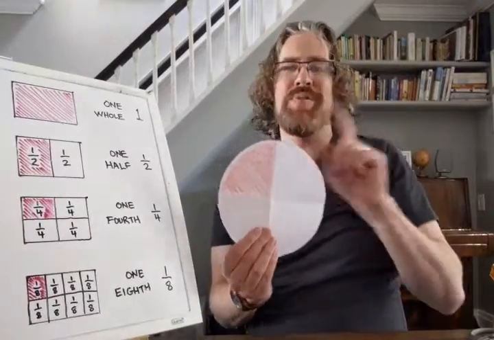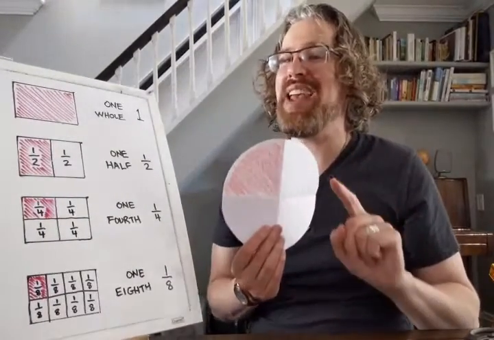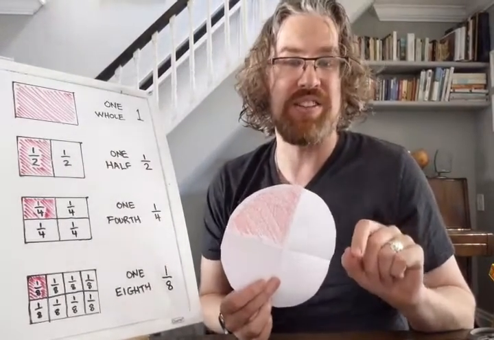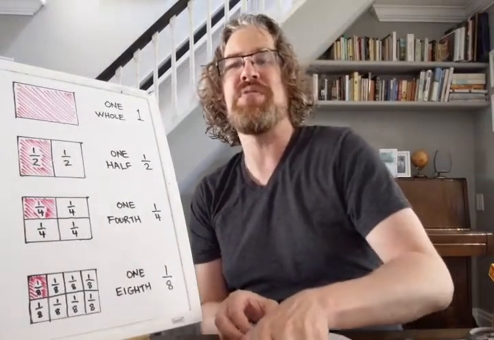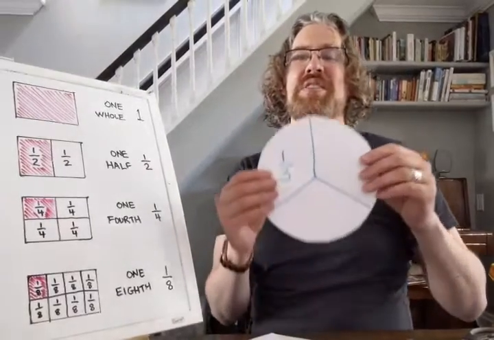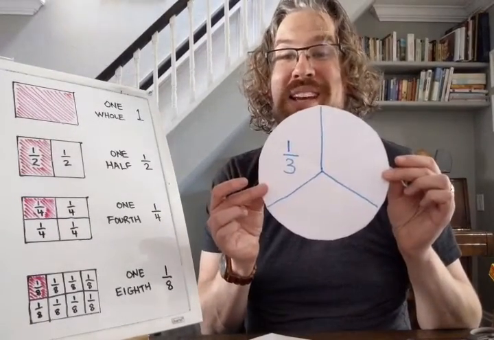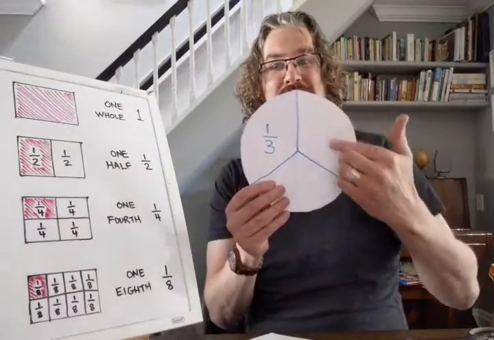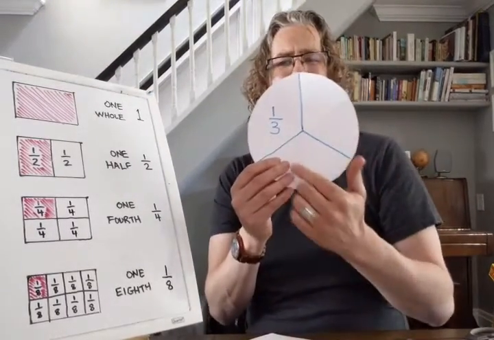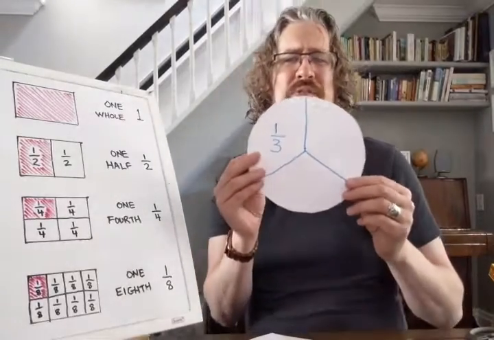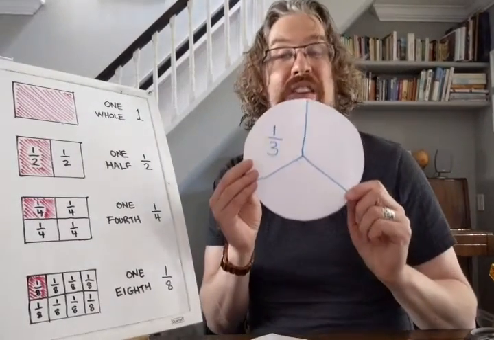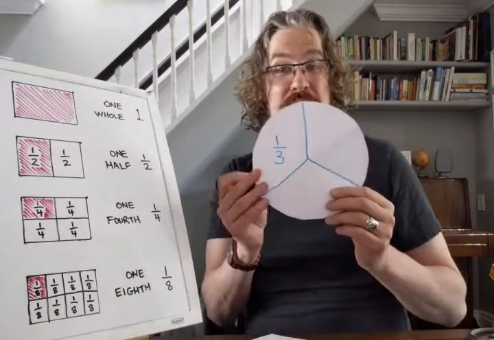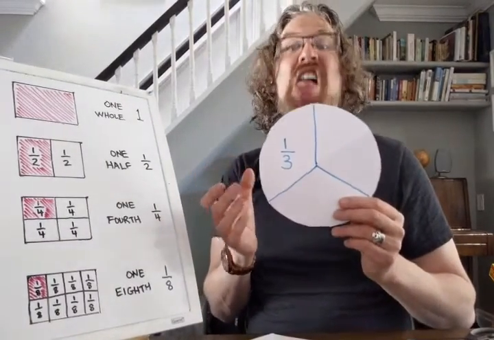Now on your own, instead of trying to fold this into 8 parts, you are going to try a different challenge. How do you think you can fold a circle so that you can make 3 parts? 3 parts would look like this. See? 1, 2, 3. I wonder how I folded this so that I could make 3 equal parts. Do you know what those 3 parts are called?